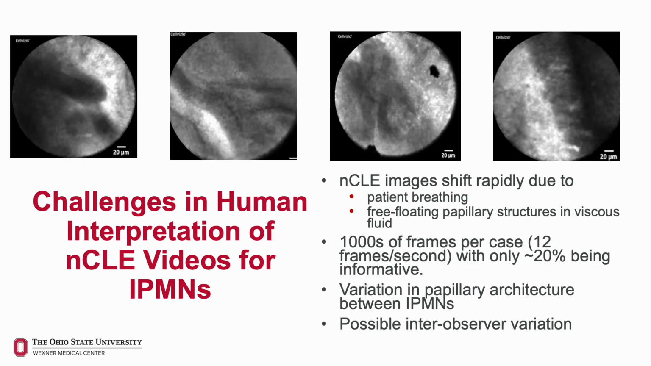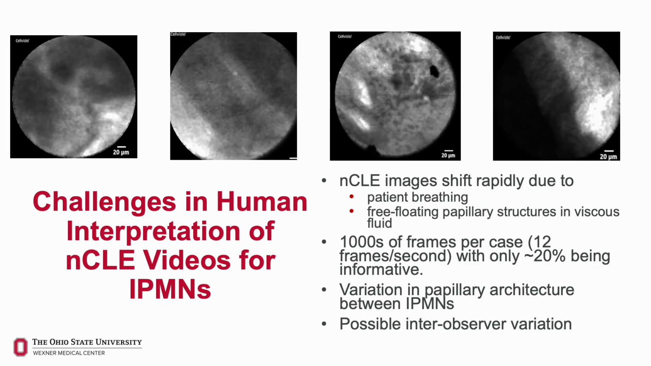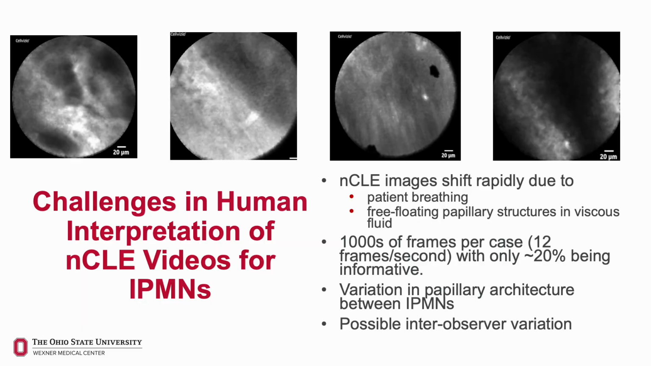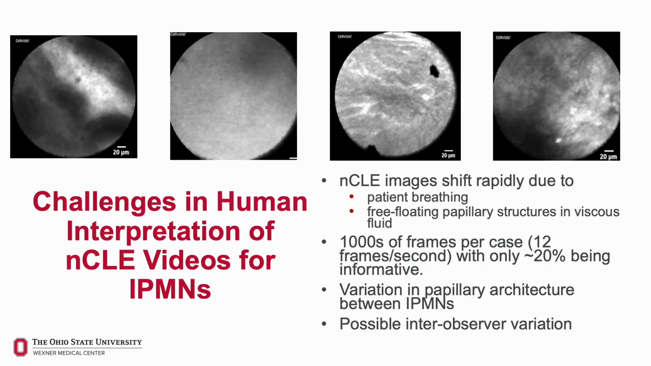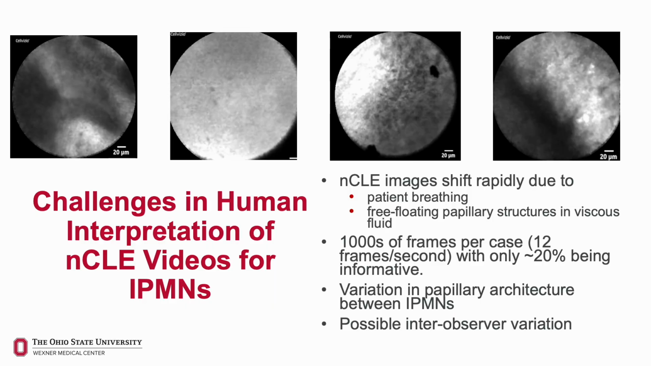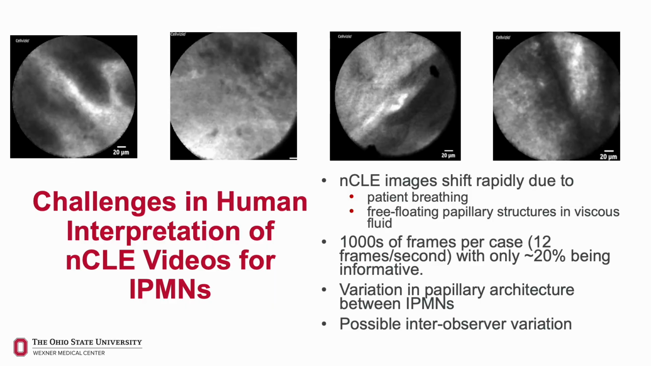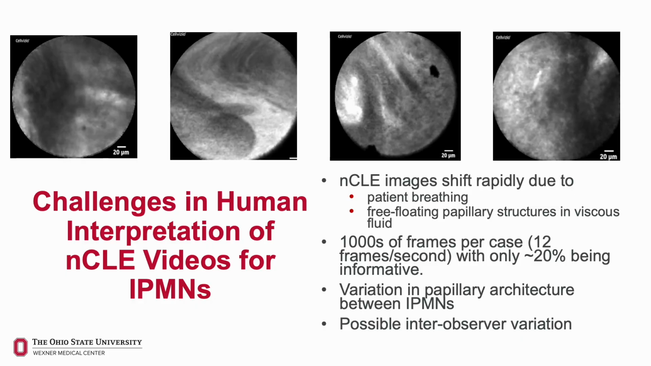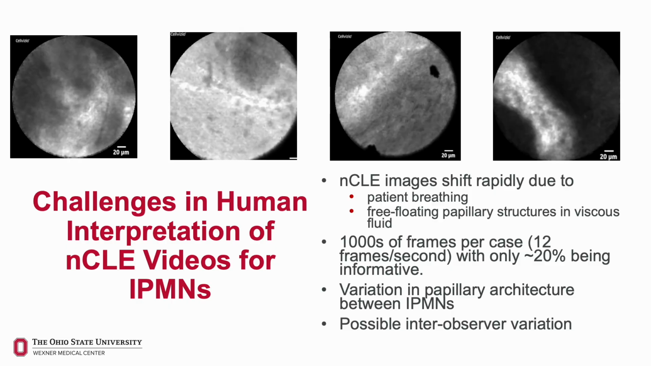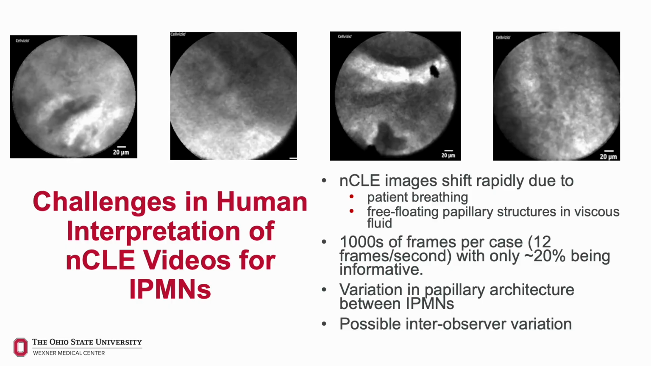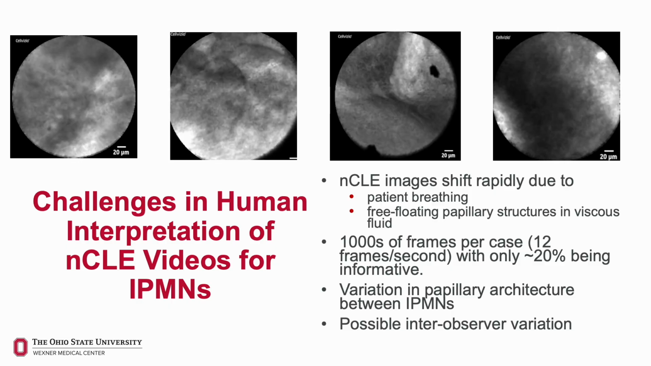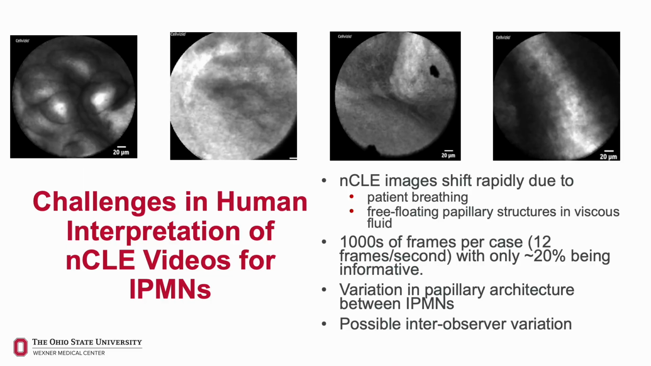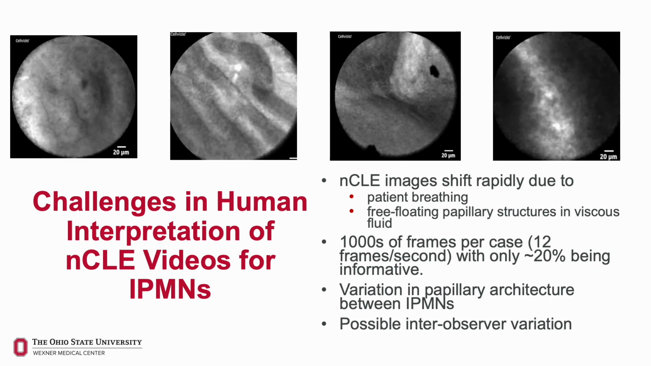To answer the question of why AI and how it can help, we need to understand the challenges that we might face with the interpretation of IPMN dysplasia classification through endomicroscopy. These videos are of endomicroscopy from different IPMNs. As we can see, these images shift rapidly, compounded by the patient breathing and the diaphragmatic movement, with approximately 20% being informative out of the whole video. Collectively, human classification of dysplasia can get challenging, often leading to inter-observer disagreement.